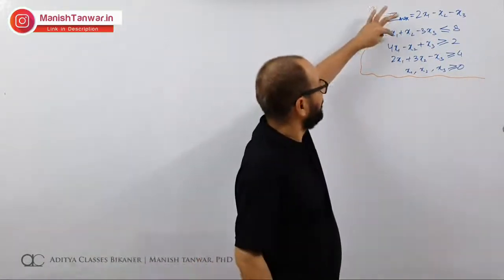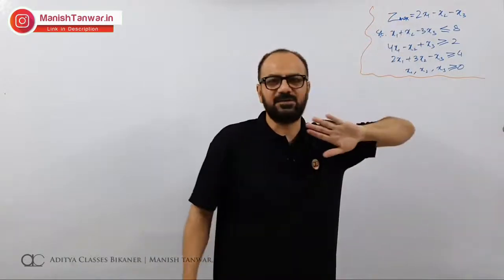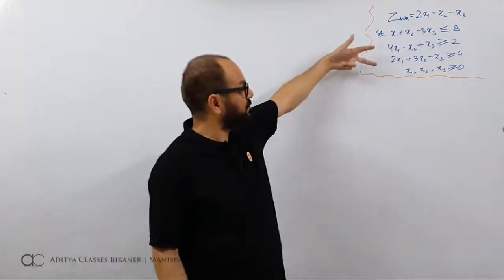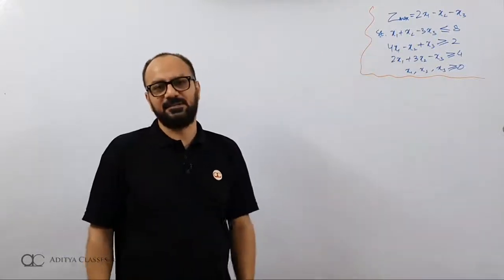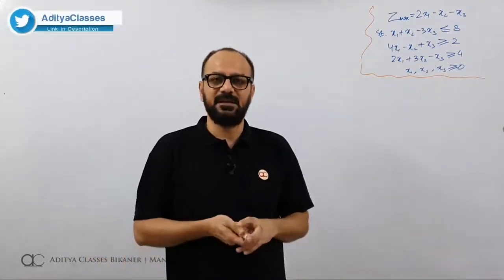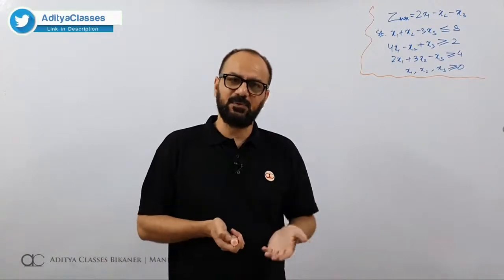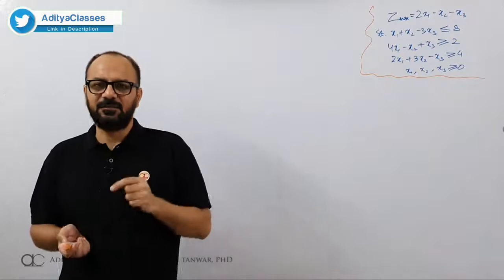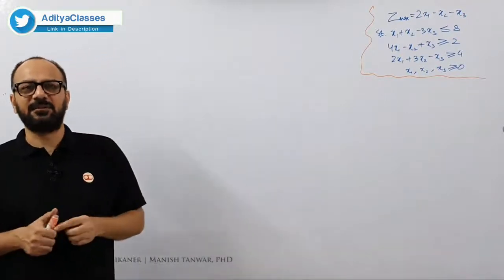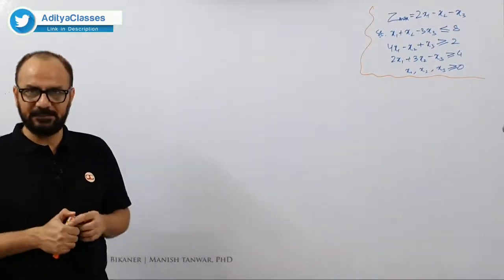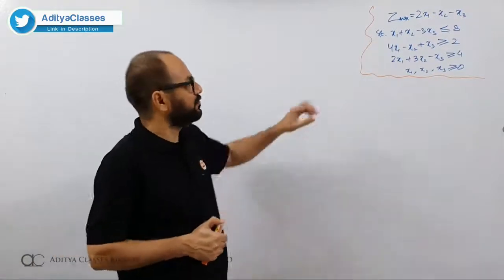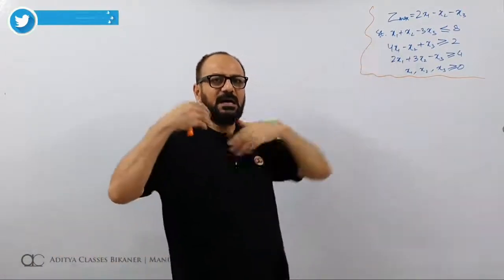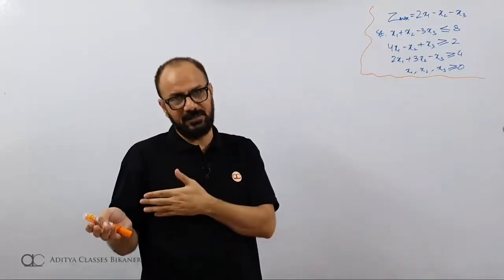Now, if we have a look at the constraints, this is a less than type constraint. Beautiful. This will make use of a slack variable. But these two are greater than kind of constraints. Greater than kind of constraints make use of a surplus variable, minus s. And because of this minus s, we further make use of a plus a, an artificial variable. So these two are the reasons why we are going into the artificial variable zone.